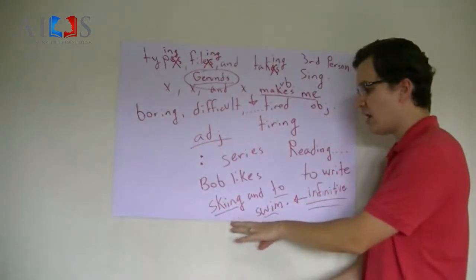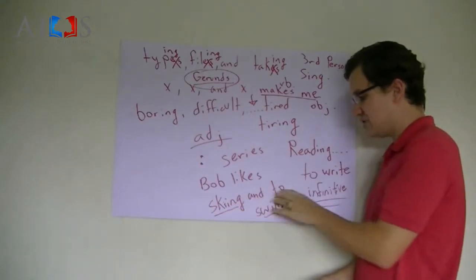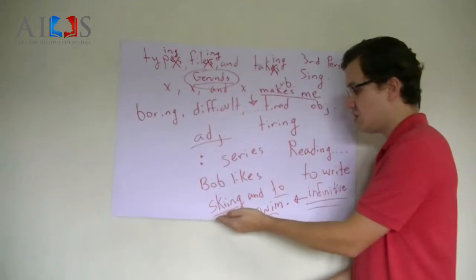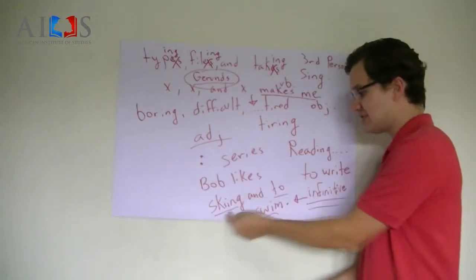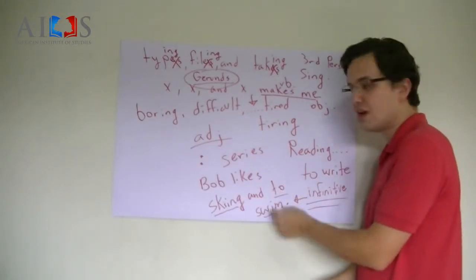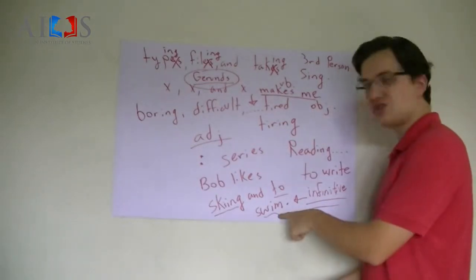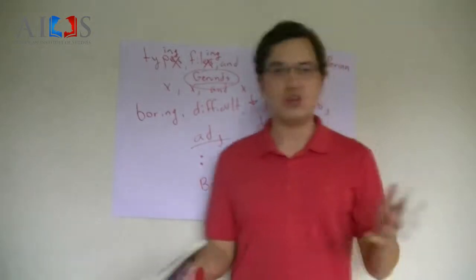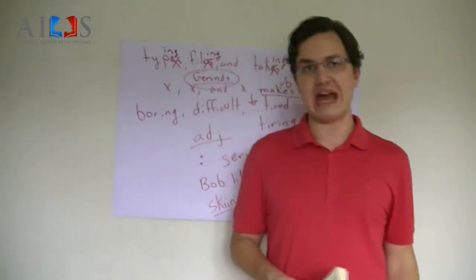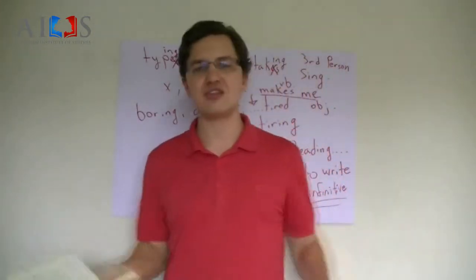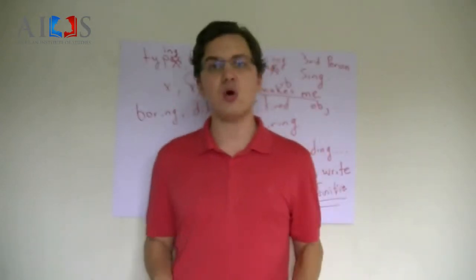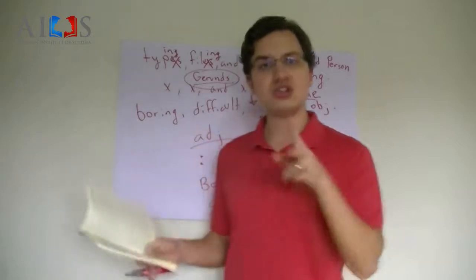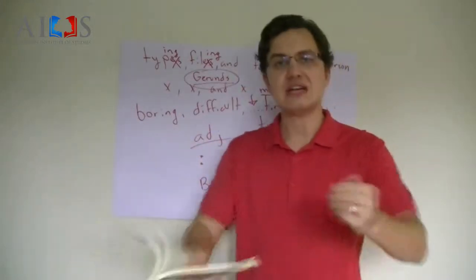For instance, this one, Bob likes skiing and to swim. You can either change this to skiing, Bob likes to ski and to swim, or you can change this to swimming, Bob likes skiing and swimming. They're both very correct, and one is not better than the other. It's your choice. So do you keep the preposition by, or do you cut it? You can decide.